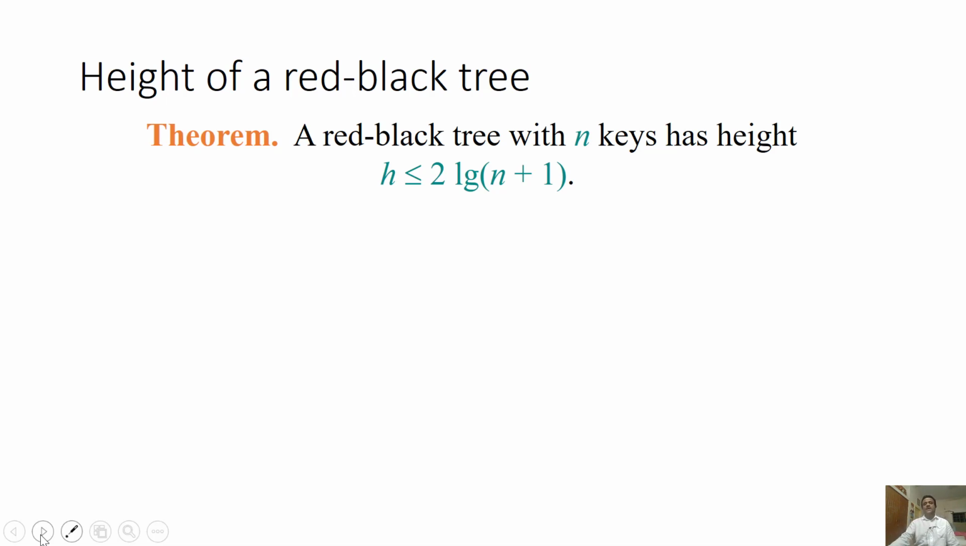We are going to prove that if we have n keys, n records or n elements, and these are stored in a red black tree, then the height of the red black tree is at most 2 log n plus 1. That means it is big O of log n. So, it is a height balanced tree. So, we need to prove it. How to prove it?